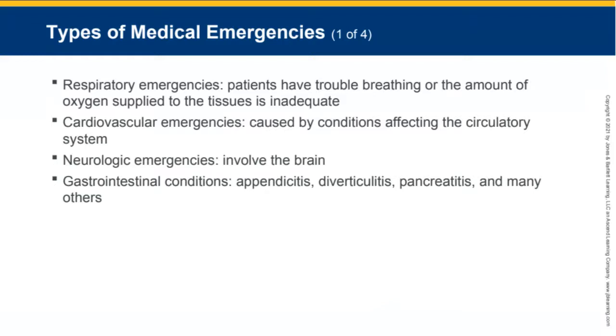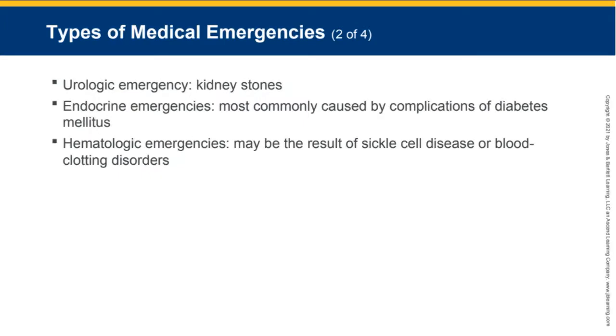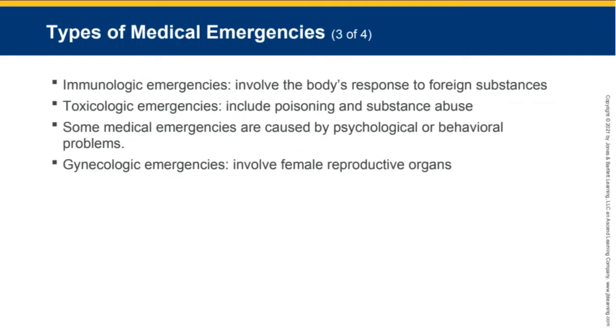gastrointestinal conditions, including appendicitis, diverticulitis, and so on. We also have urologic emergencies like kidney stones. We have endocrine emergencies, the most common being diabetes mellitus, hematologic emergencies, which may be as a result of sickle cell anemia or blood clotting disorders such as hemophilia. You also have immunologic emergencies, which involve the body's immune response to foreign substances, such as anaphylaxis, hay fever, allergic reactions like that, toxicologic emergencies, including poisoning and substance abuse.